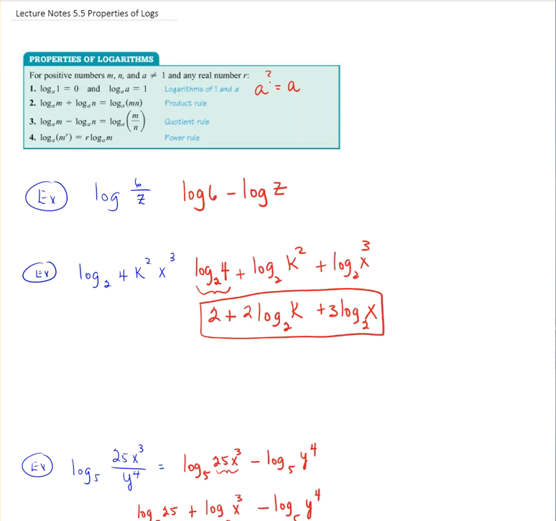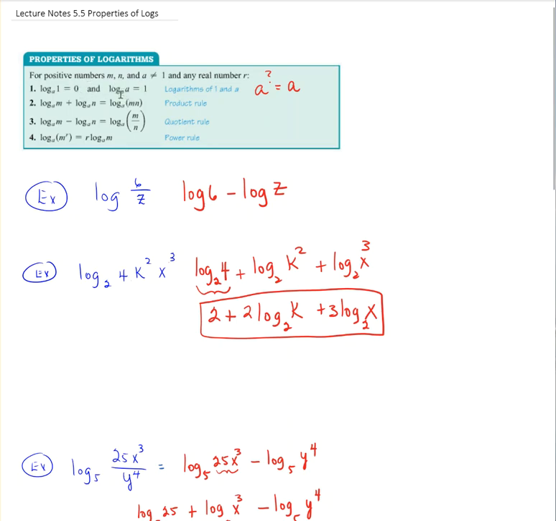This is section 5.5, and now that we know what logs are, we're going to learn about the properties of logs. You'll use these properties more than once if you go further in math. So let's see what we got here. We have log base a of 1 is equal to 0, and log base a of a is equal to 1. Those are just kind of basic ones.